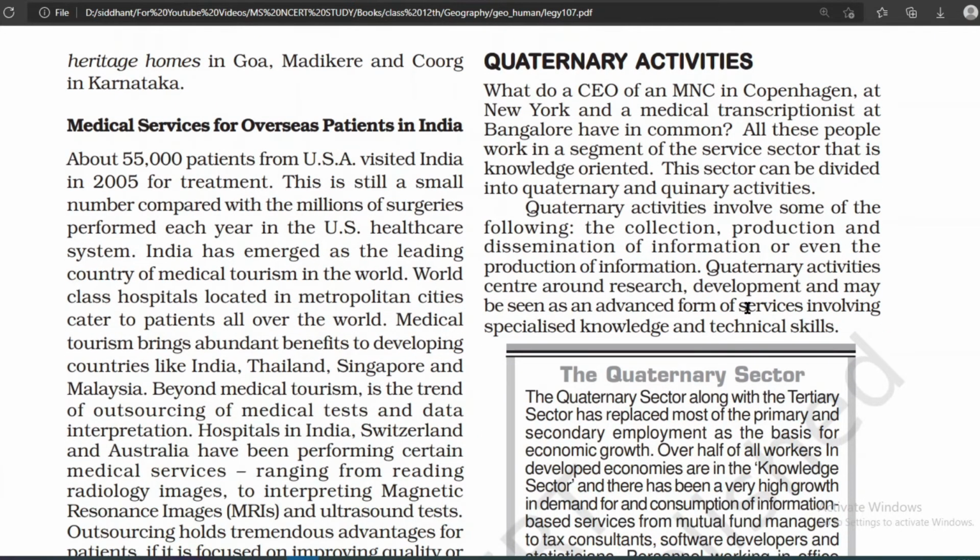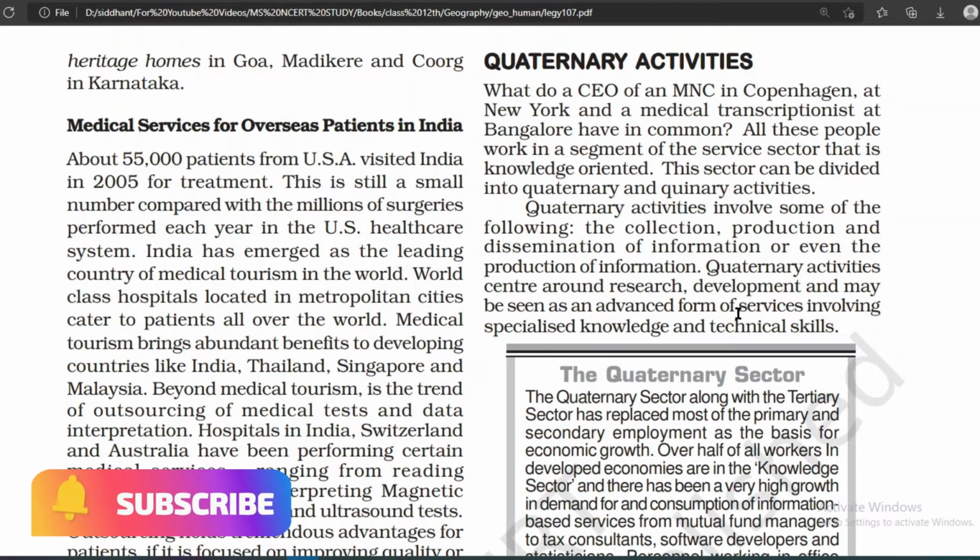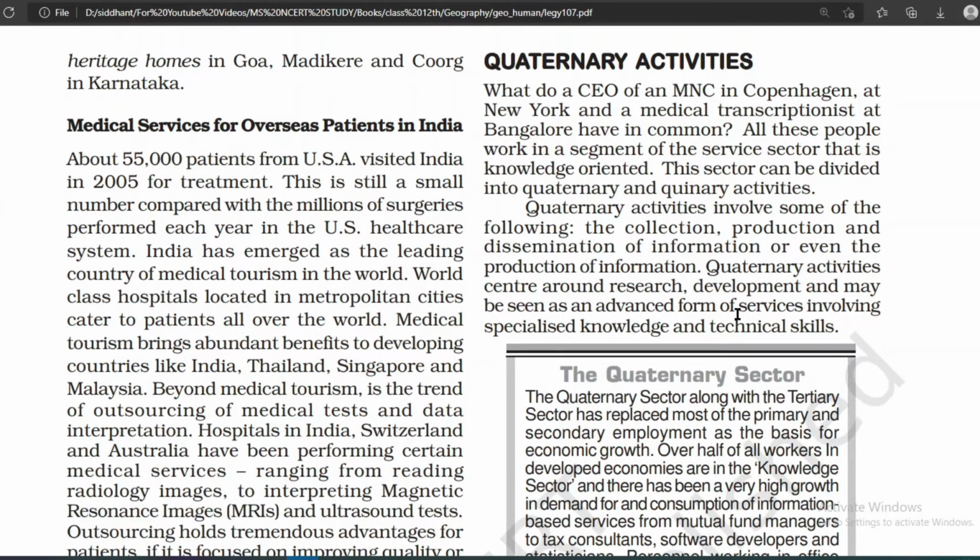Medical services for overseas patients in India. About 55,000 patients from the USA visited India in 2005 for treatment. This is still a small number compared with the millions of surgeries performed each year in the USA healthcare system. India has emerged as the leading country for medical tourism in the world.